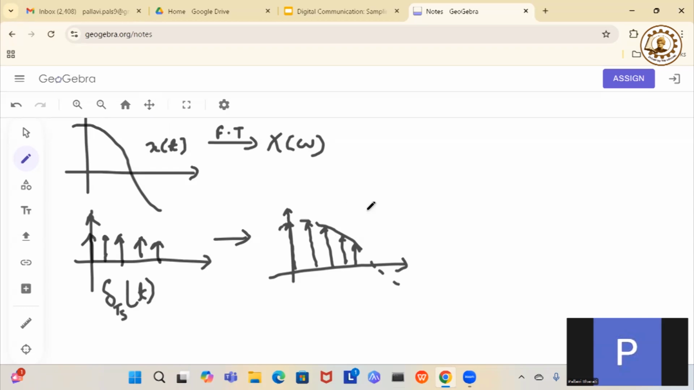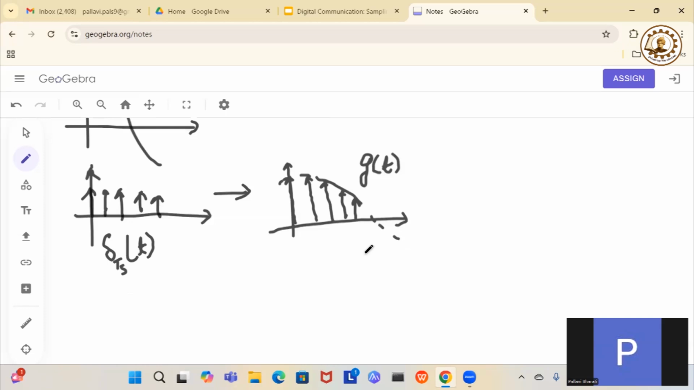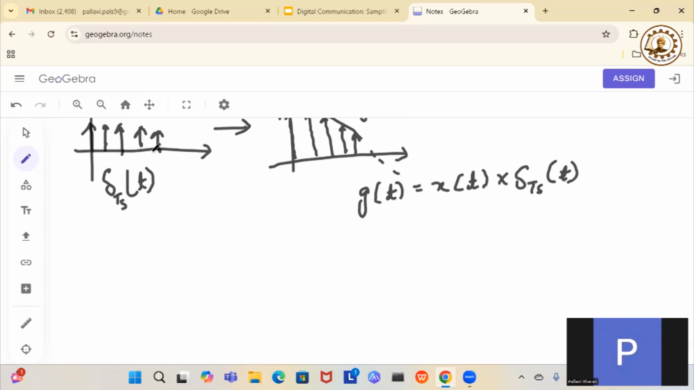We can represent it as g of t or s of t, whatever you want. So I have taken this as g of t. How do we get it? g of t is equal to x of t into, meaning you're multiplying this with delta t. Fine. And what was the trigonometric Fourier series representation of this one? Because when you take the Fourier transform of this, it is going to be the x e to the power j omega t.